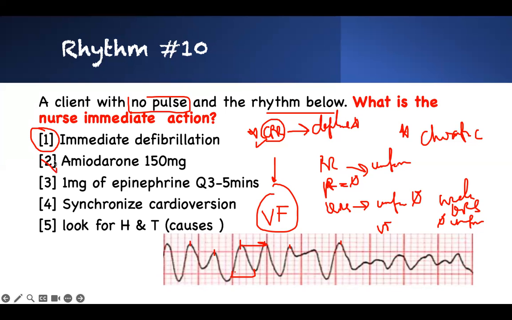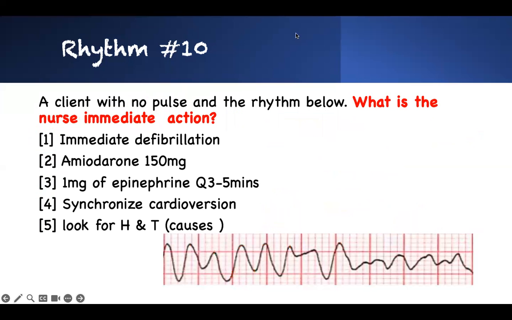So this is wrong. 1 milligram epinephrine, yeah, they will need it, but not right now. I did not put select all that apply. If I put select all that apply, yeah, this may be. What is the next immediate, I said, immediate action? Synchronized cardioversion. No, this needs to be defibrillated. I will look for H's and T's, but immediate action, I need to defibrillate. So that's number one. Okay. That's the management of that. So that's 10.